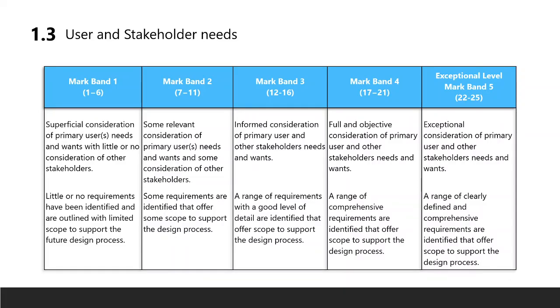So on to 1.3. As with other videos, we're going to focus on Markband 4 primarily. We talked about exceptional before, and we understand where Markband 2 sits in terms of the EU border. So Markband 4, we're looking at full and objective consideration of primary users. So the primary users are the people that are going to be using your project more often than not, and other stakeholders' needs.